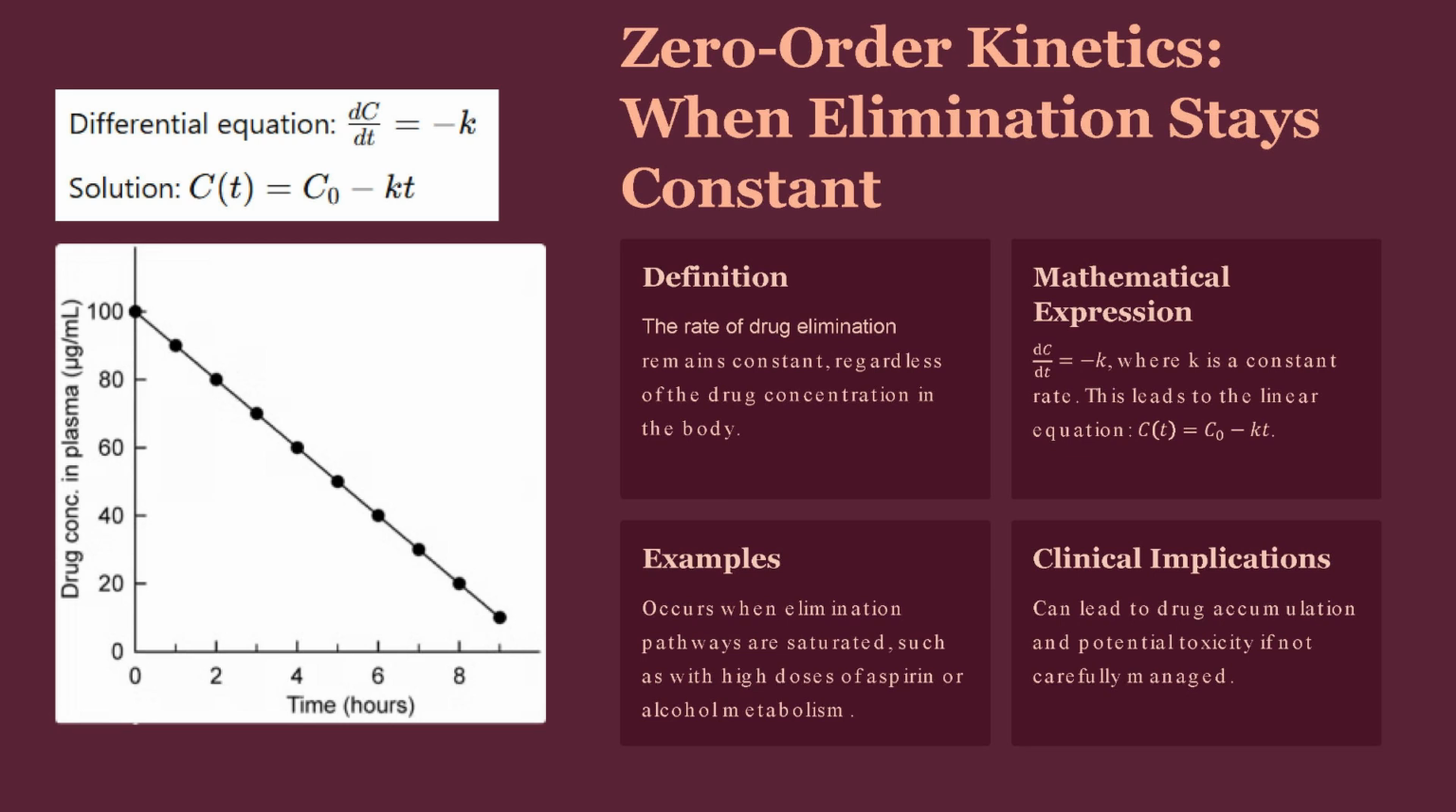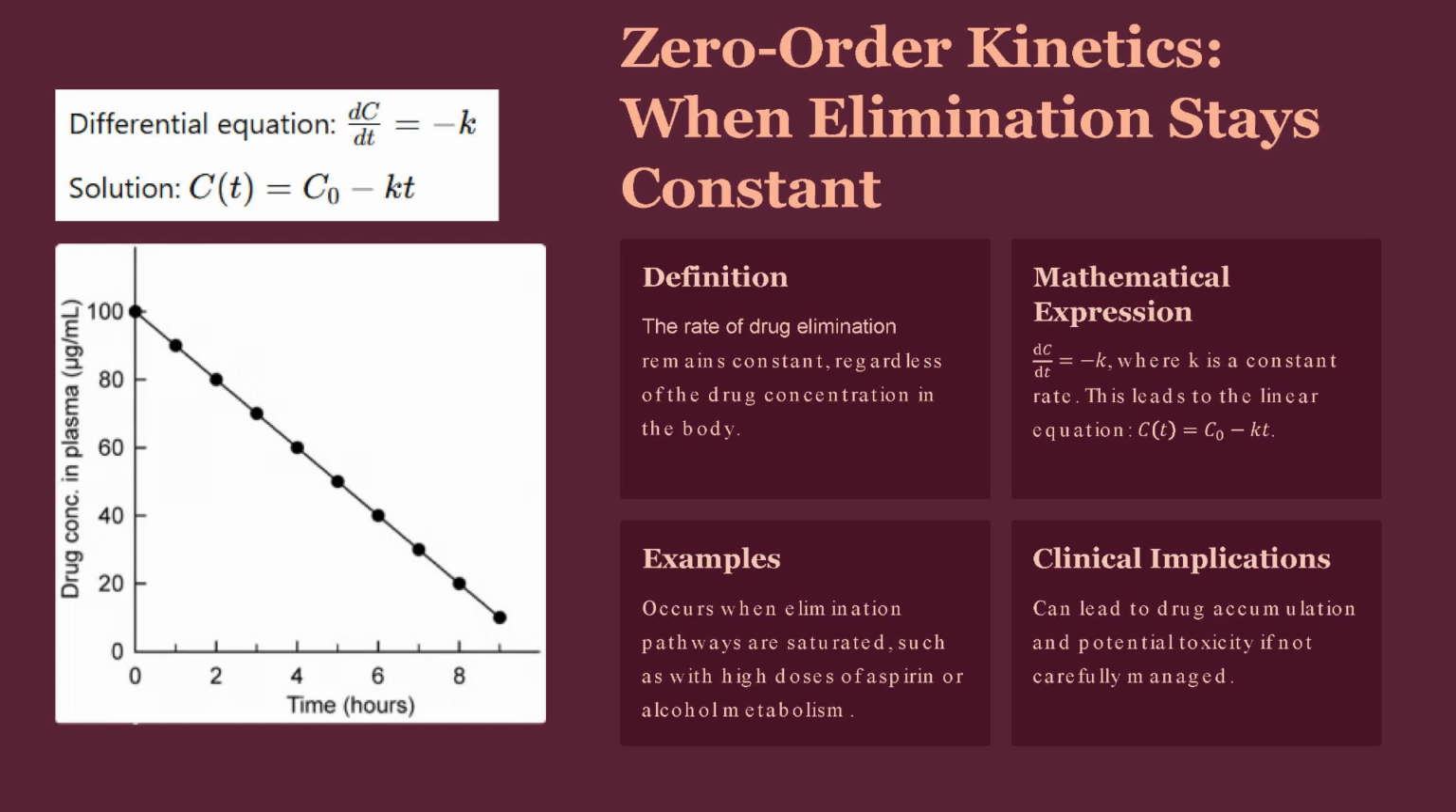In zero-order kinetics, the rate of drug elimination remains constant regardless of the concentration of the drug in the body. This happens when the body's elimination pathways, such as enzymes or transport systems, are saturated and cannot process the drug faster. Unlike first-order kinetics, the elimination rate here does not depend on how much drug is present. The process is described by the equation dC/dt equals minus k, where k represents the constant rate of elimination and the negative sign indicates that the concentration decreases steadily over time.